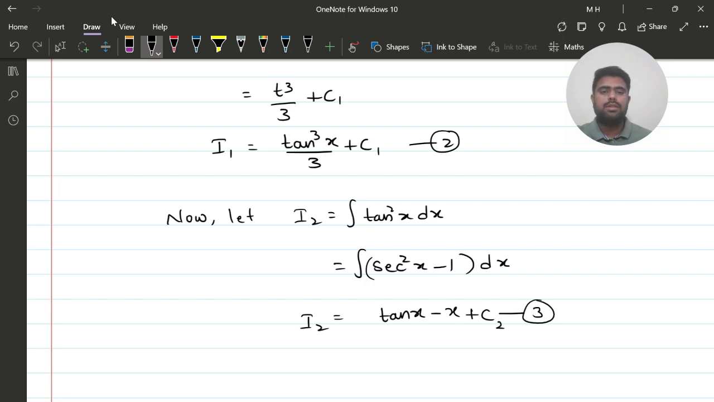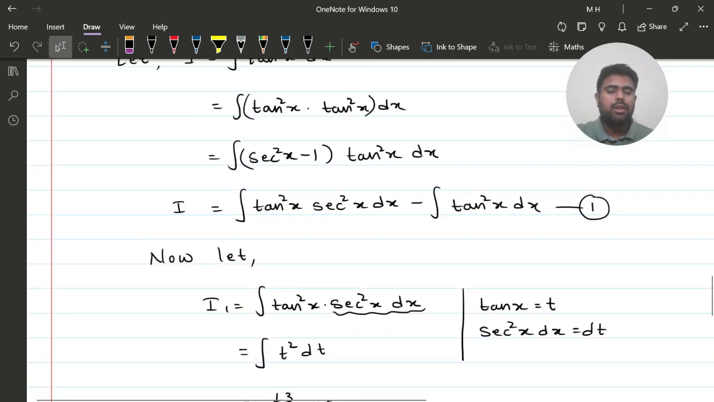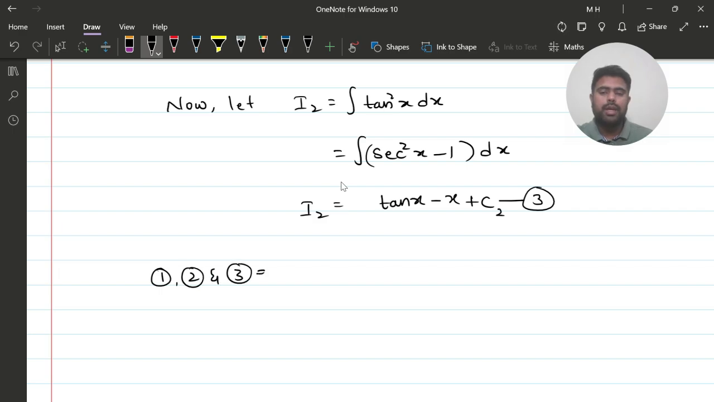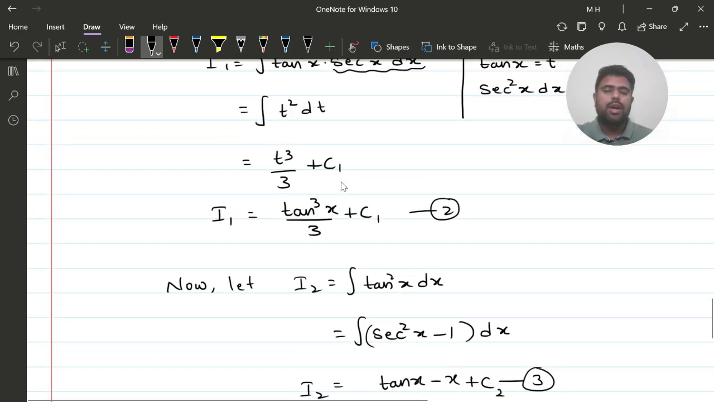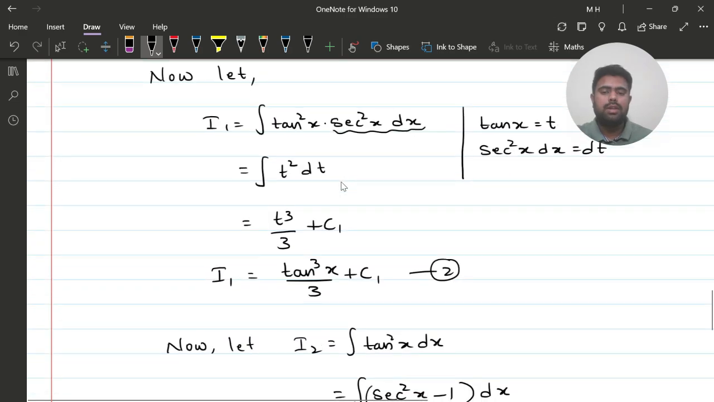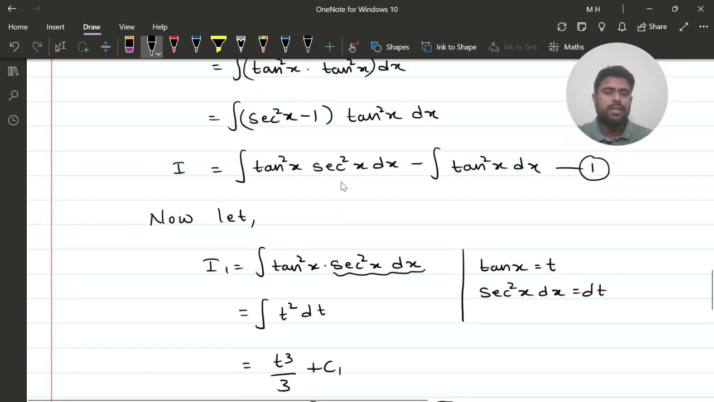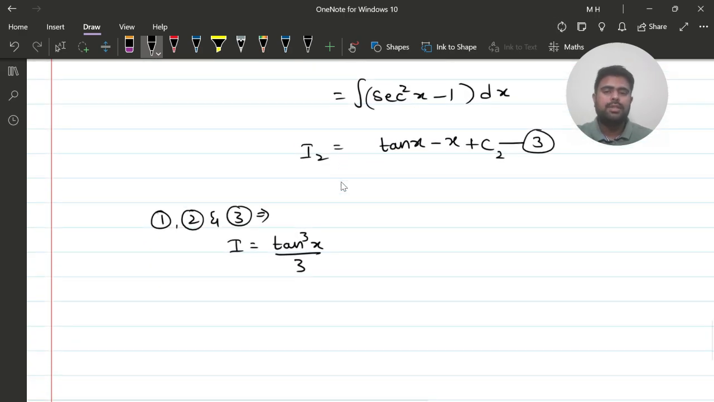So equations 1, 2 and 3 together will imply I equal to I1, which is tan cube x by 3 plus c1, I will compensate it later on, minus the integral of tan square x, which is minus tan x, minus x is minus into minus, plus x plus c. So this is going to be the integral.